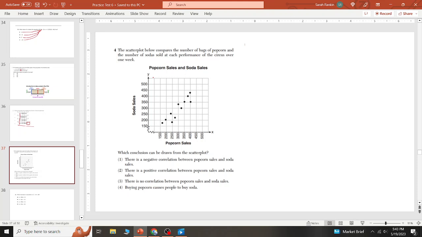Okay, scatter plot. So it looks like we got us going like this. Looks like a positive correlation, right? So there's a positive correlation between popcorn sales and soda sales. Positive correlation means as one goes up, the other one goes up. So the popcorn sales go up, soda sales go up. No correlation would be they're not related to each other.